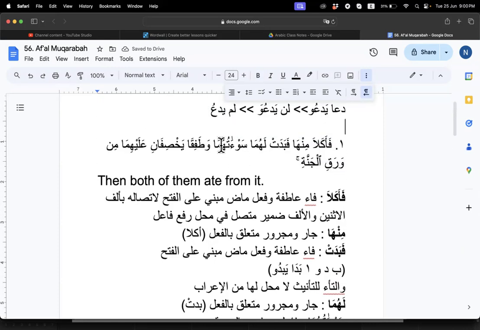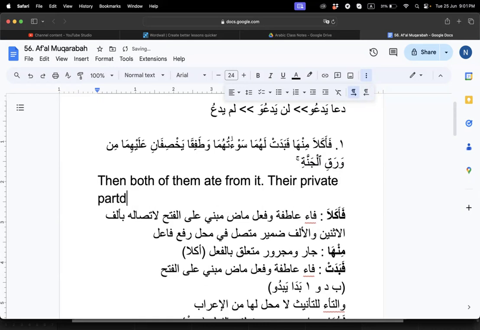Exactly. Both their private parts appear to both of them. Appear meaning they can see each other's, basically. So their private parts appear to both of them. Okay, maybe I should put "private parts" here then. Yeah, private parts.